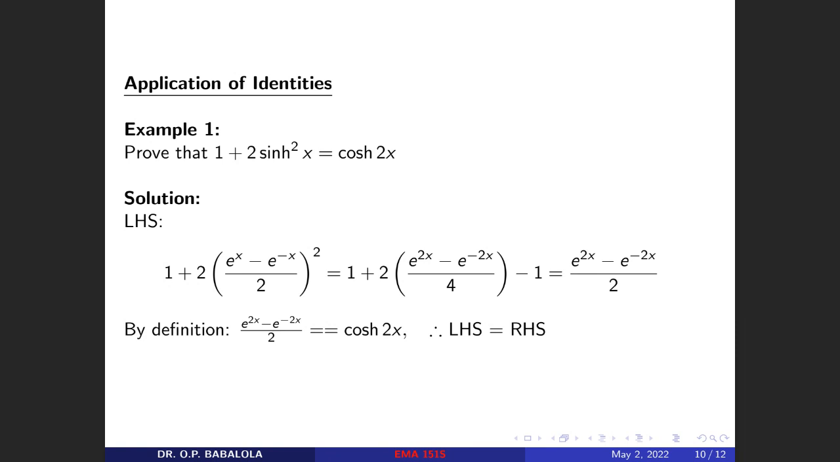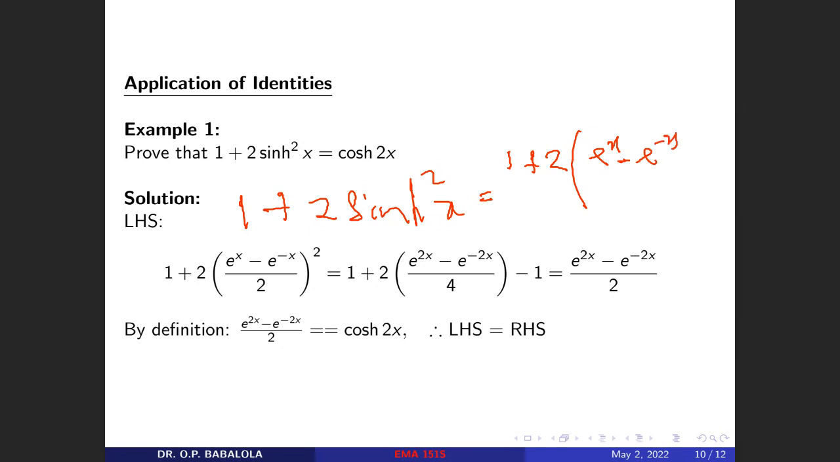And 1 plus 2 sinh square x is what? If you go to your identity function, you express it in terms of exponential. That's what I've done. Sinh square is this, exponential x minus exponential minus x, okay, over 2. Remember, this is a square. It's got a square. I put in my square.